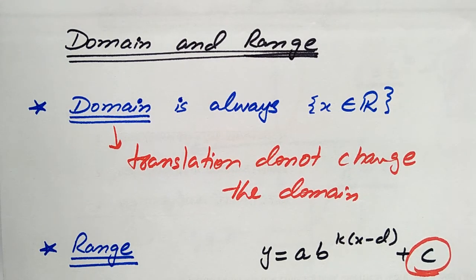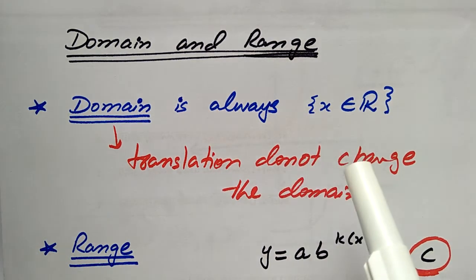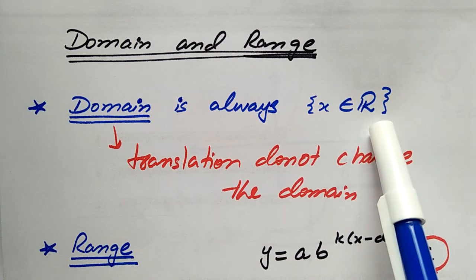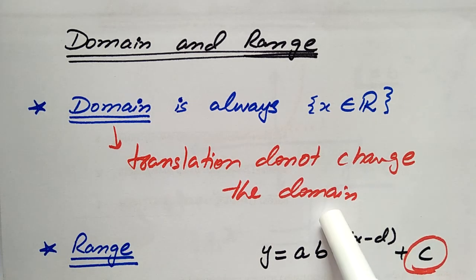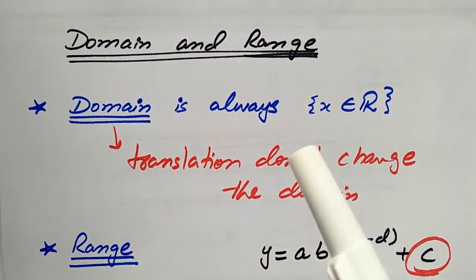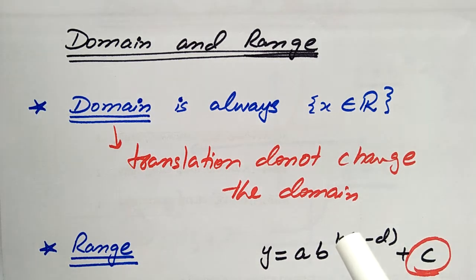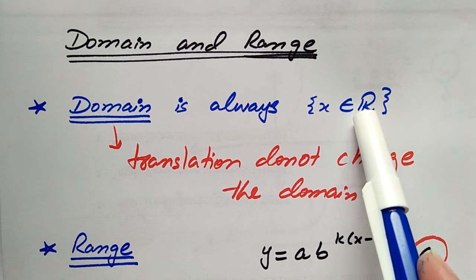When we talk about the domain and range, come towards the domain. Domain is always the set of real numbers. Domain is x belongs to set of real numbers. Translation basically does not change the domain, whether it is in the upward direction, downward, left, right, shrink, stretch, or reflection. Our translation does not affect the domain. So domain will always remain x belongs to set of real numbers.